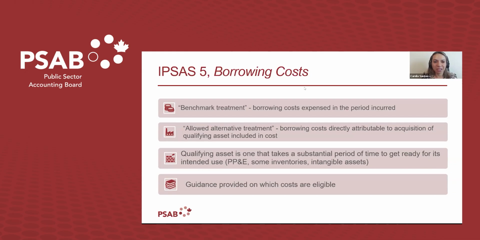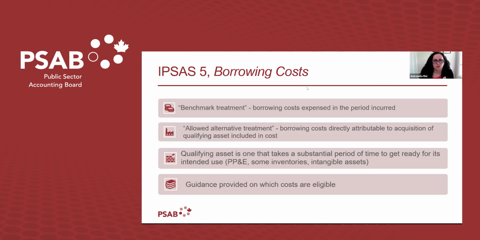I know it sounds like too much, but it's not really. IPSAS 5 allowed two alternatives for recognition of borrowing costs. One is called the benchmark treatment, where borrowing costs are recognized as an expense in the period in which they are incurred, regardless of how the borrowings are applied, and the allowed alternative treatment. Borrowing costs that are directly attributable to the acquisition, construction, or production of a qualifying asset are included in the cost of that asset. Thank you, Camilla.